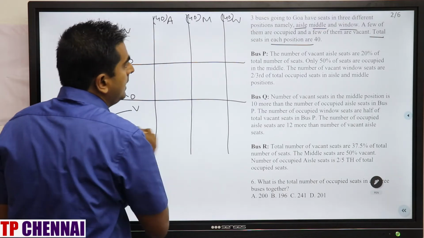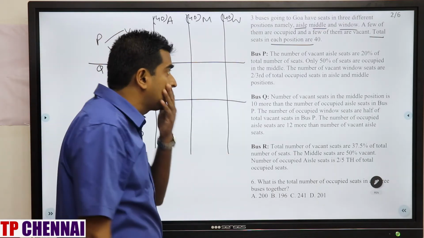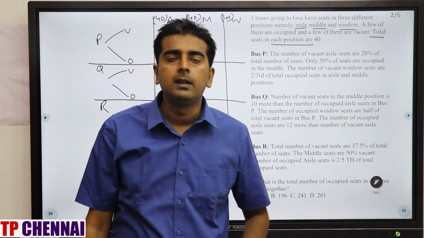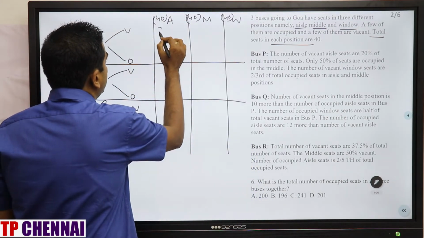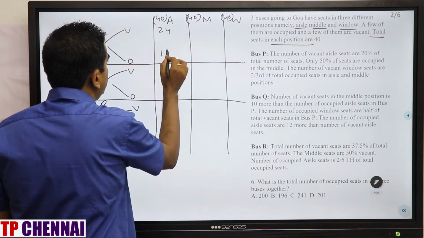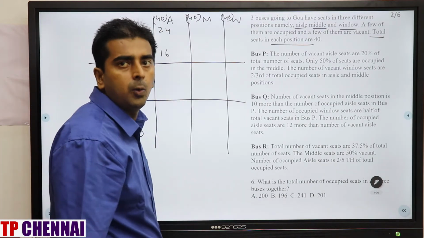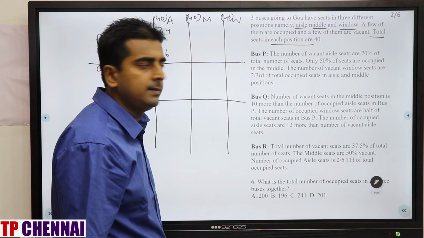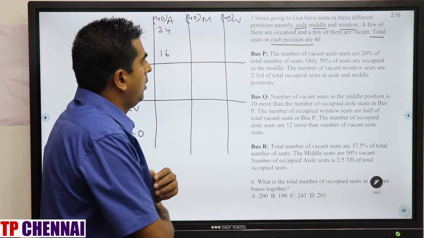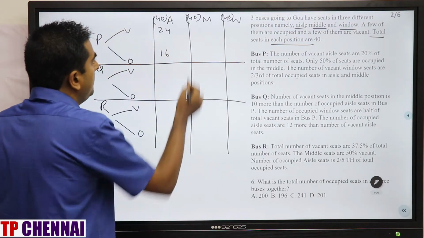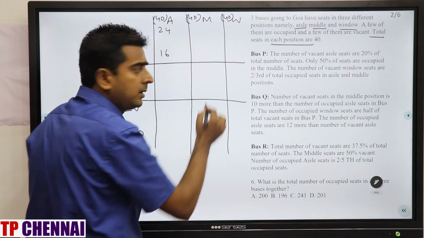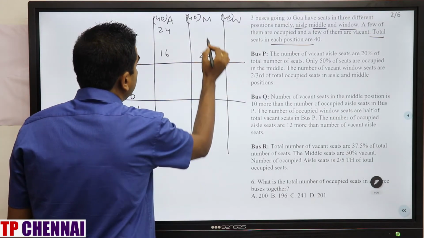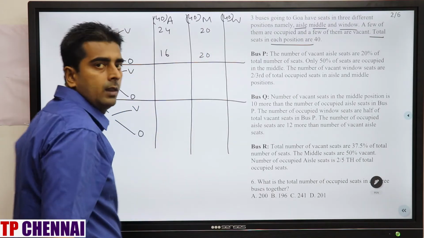Vacant aisle seats in bus P is 20% of the total number of seats. What is 20% of 120? 24. If this is 24 and the total is 40, this is 16. That is occupied. Vacant is 24, occupied is 16. Only 50% of seats are occupied in the middle. So here occupied is 50%. What is 50% of 40? If this is 20, this is also 20.